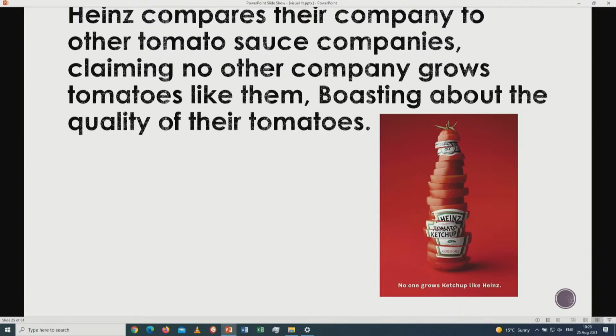Heinz compares their company to other tomato sauce companies, claiming no other company grows tomatoes like them, boasting about the quality of their tomatoes. Now in the picture here, we've got the statement that will help us identify whether it is a simile. No one grows ketchup like Heinz. Here it has like, meaning that we use it for simile.